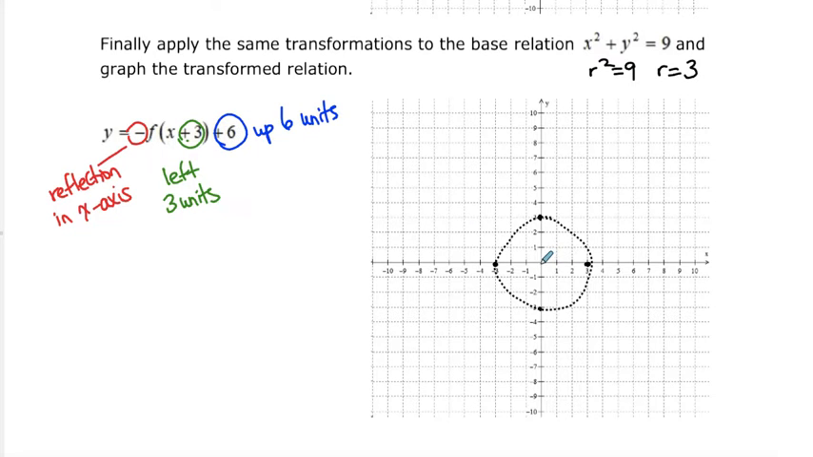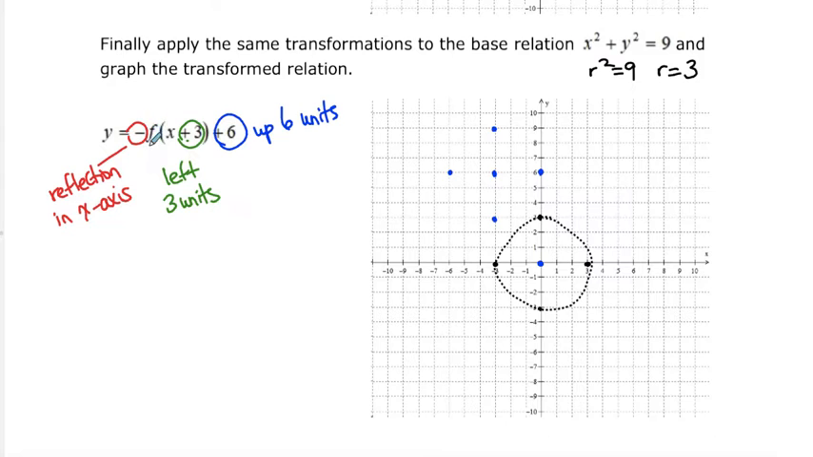So sometimes it's easier to think about where's the center of your circle. So the center of the circle is 0, 0. So I'm moving the center of the circle 3 units to the left and 6 units up. There's the new center of my circle, and I know that my radius is still going to be 3. So I'm going to go over 3 units in all directions from that center of that circle. And sometimes that's easier to think about in terms of transformations with circles than looking at those coordinates, moving those coordinates.